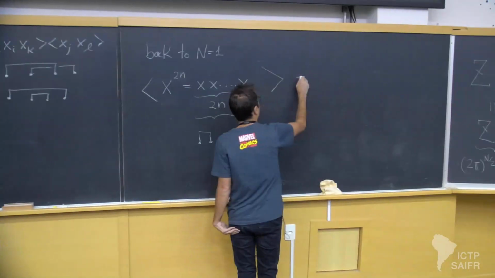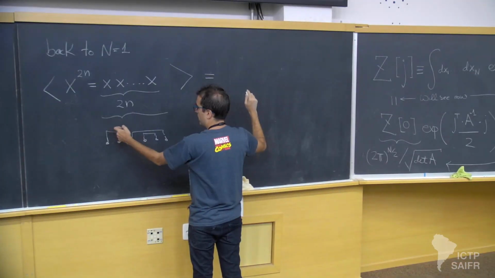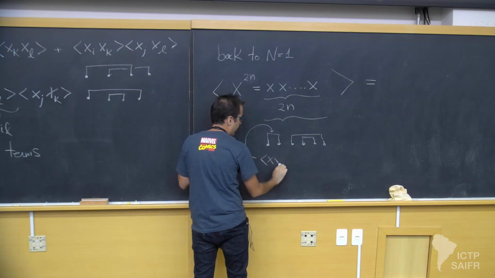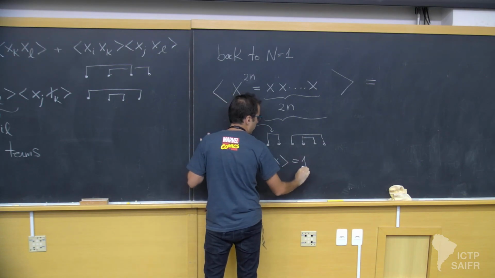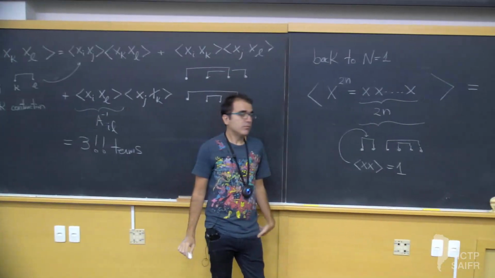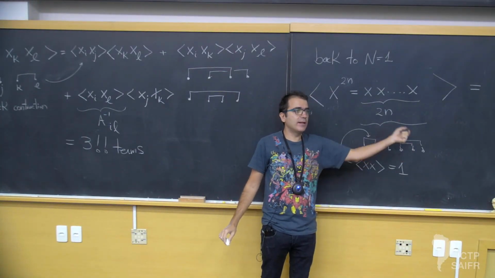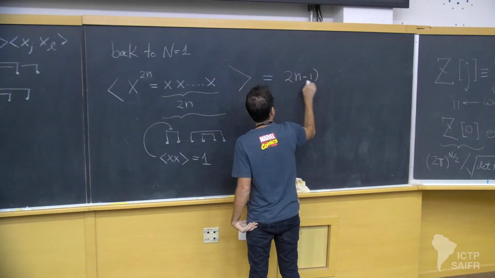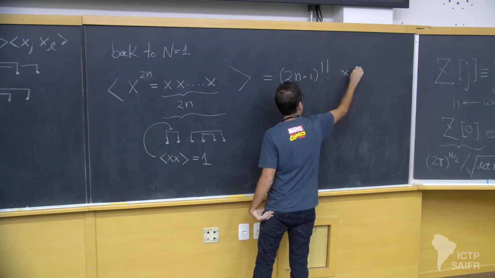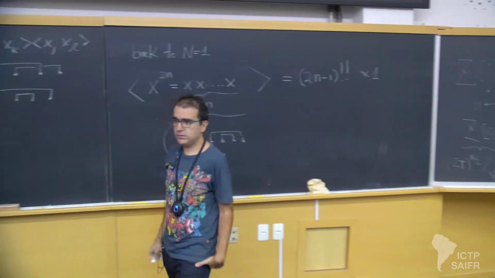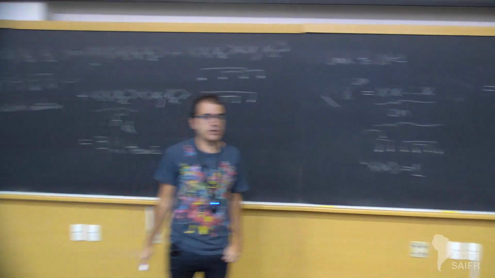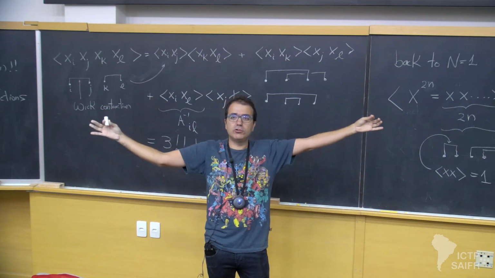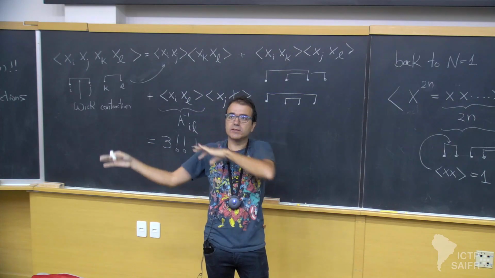Well, all options give the same thing because there's only one type of propagator. This propagator here is the expectation value of x squared, which is just equal to 1. So all graphs give 1 times 1 times 1, which is 1. And there are 2n minus 1 double factorial graphs. And so we reproduce the same 2n minus 1 double factorial with Wick's theorem, where I compute x to the 2n by drawing 2n x's and then contracting them in all possible ways.